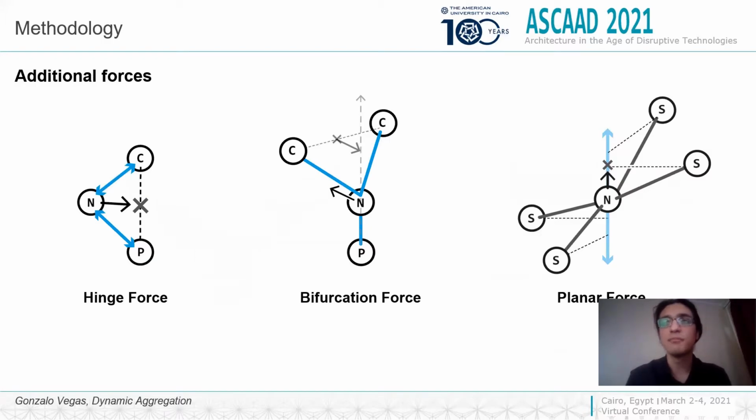Three additional forces are implemented: planar, hinge, and bifurcation force. The objective is to maintain a level of planarity on the strata and a level of continuity on the columns. Even if these objectives act at a lower level, our resources are defined from the local.